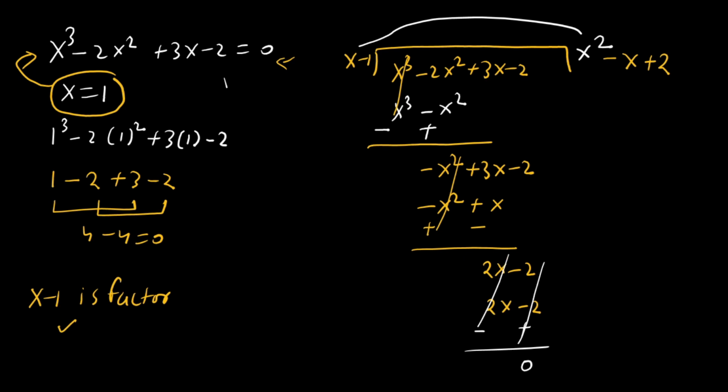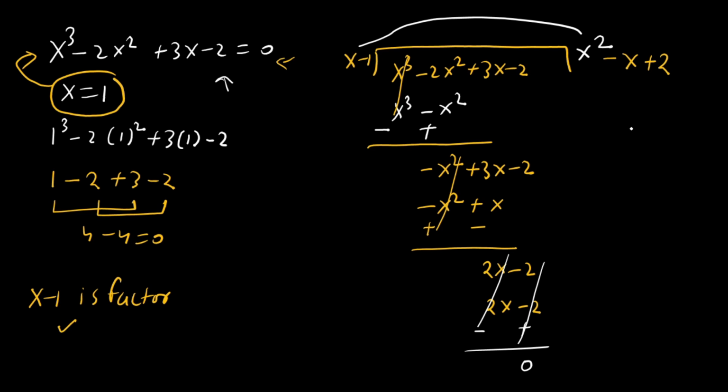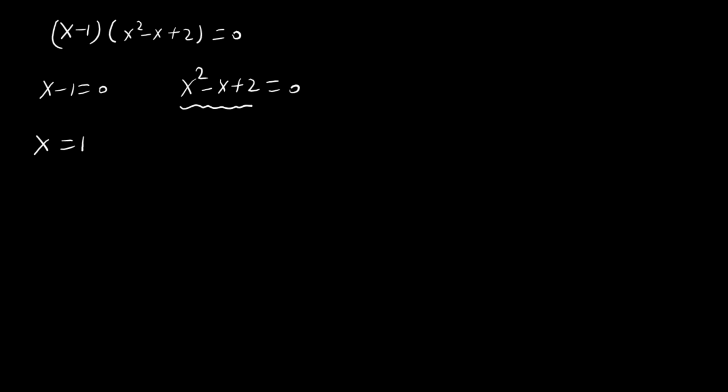Now the factor of this cubic is x minus 1 multiplied by this quadratic x² minus x plus 2, and this is equal to 0. Here x minus 1 is equal to 0, and here x² minus x plus 2 is equal to 0. Here x equals 1, and here this is a quadratic equation. We will apply the quadratic formula.